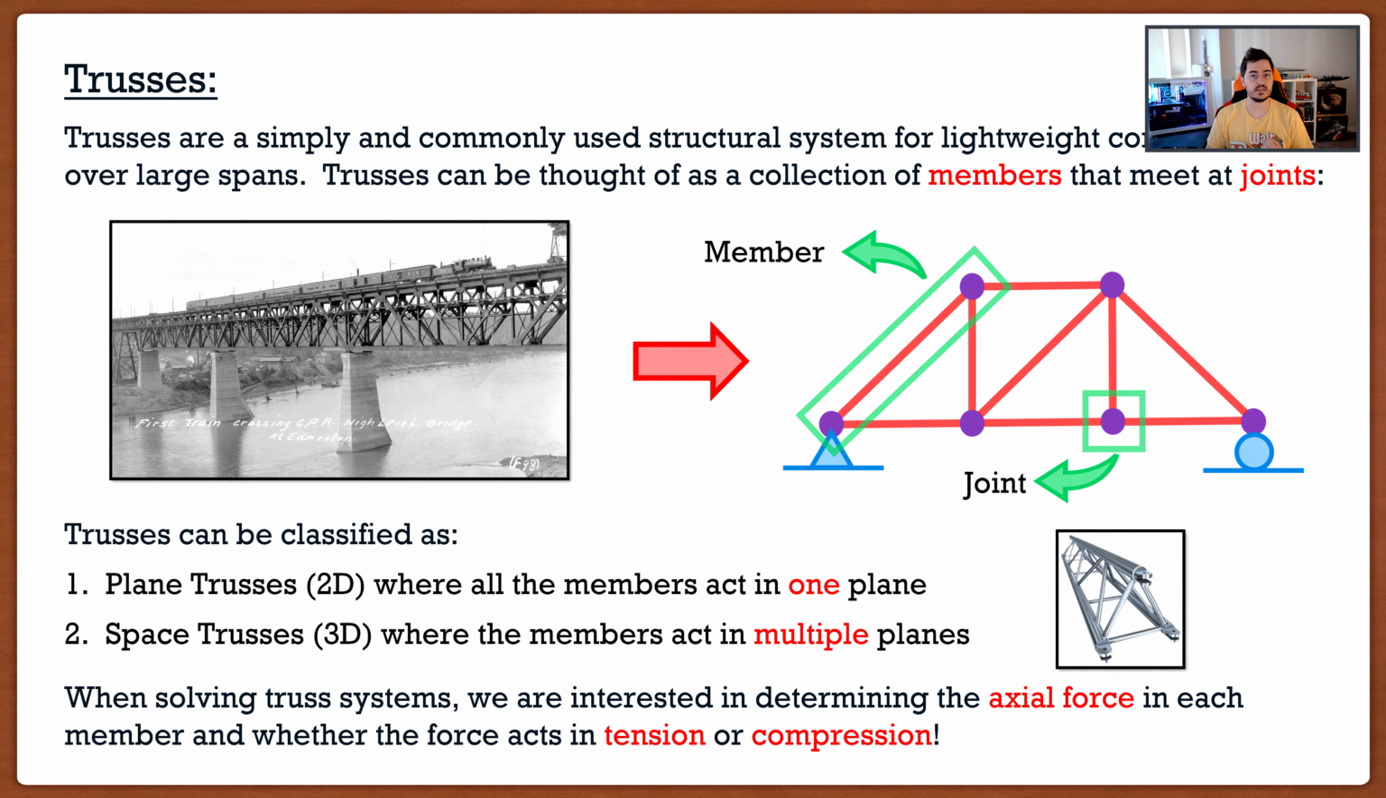The first is the axial force, so this would be the magnitude. Is it 100 kilonewtons? Is it 200 kilonewtons? Or if you're American, is it 100 pounds or 200 pounds? And then the second thing, of course, is whether the force acts in tension or in compression. So that's going to be important. Again, we want the magnitude, and whether that force is in tension or in compression, because designing for tension is actually going to be different than designing for compression.